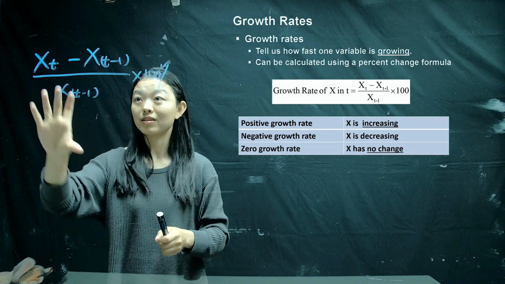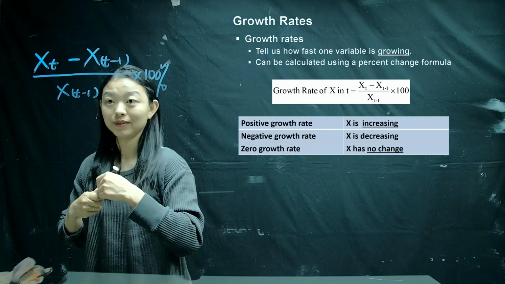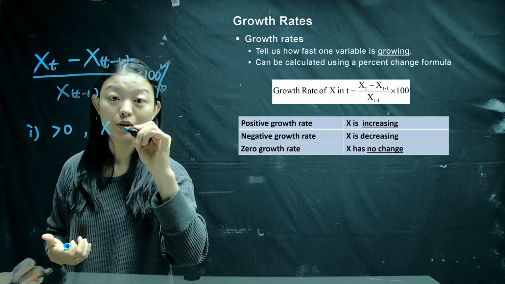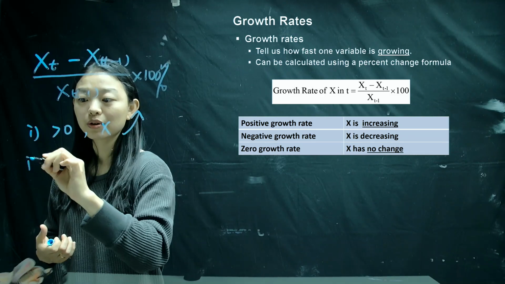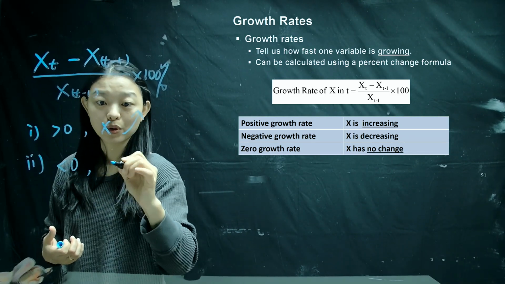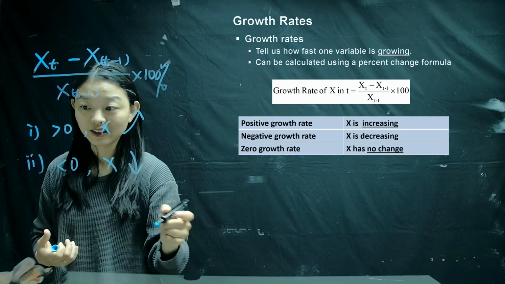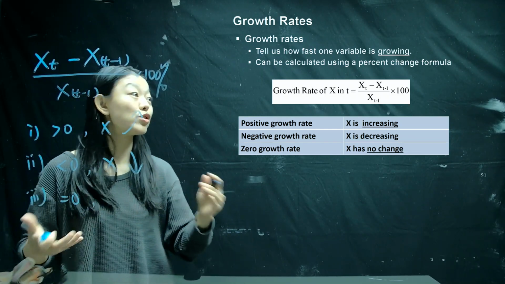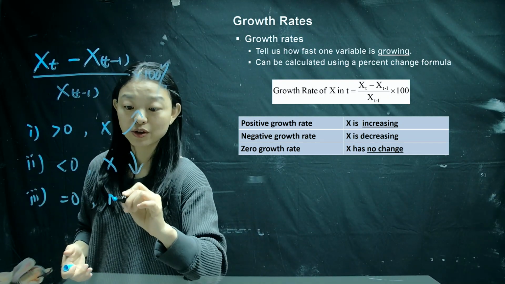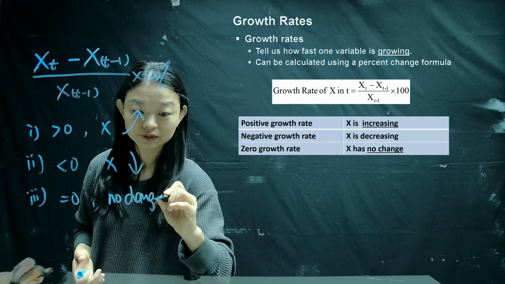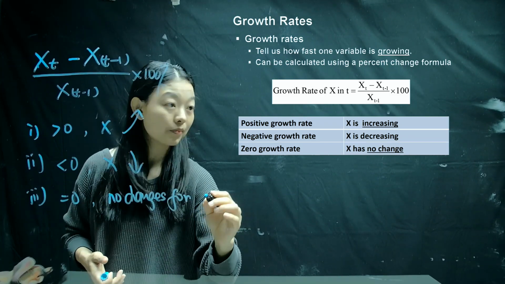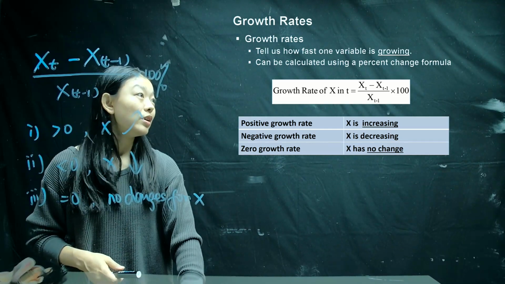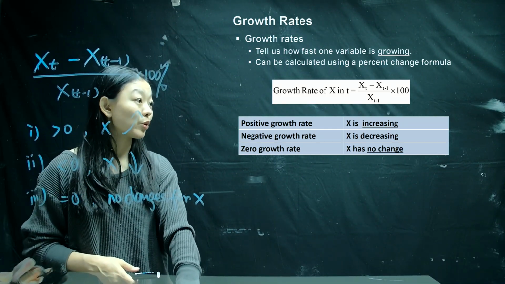If this growth rate is positive, then we say x is increasing. If the growth rate is negative, then we say x is declining. And if the growth rate equals zero, then there is no change for x. And this is also the same for GDP.